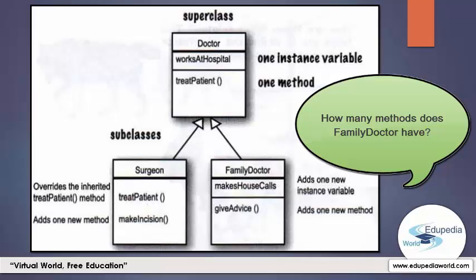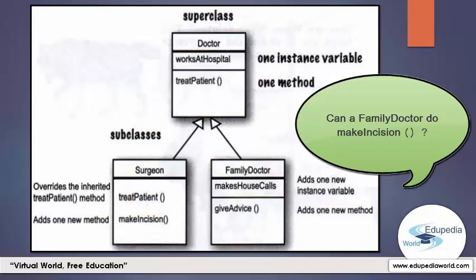In the family doctor class, it has its own method, give advice, and it also inherits the method treat patient from the doctor class. Therefore, the answer is 2. The next question is, can a family doctor do treat patient? The answer is yes, he can, because family doctor is a subclass of the doctor class and it can inherit the treat patient method. Now the last question is, can a family doctor do make incision?